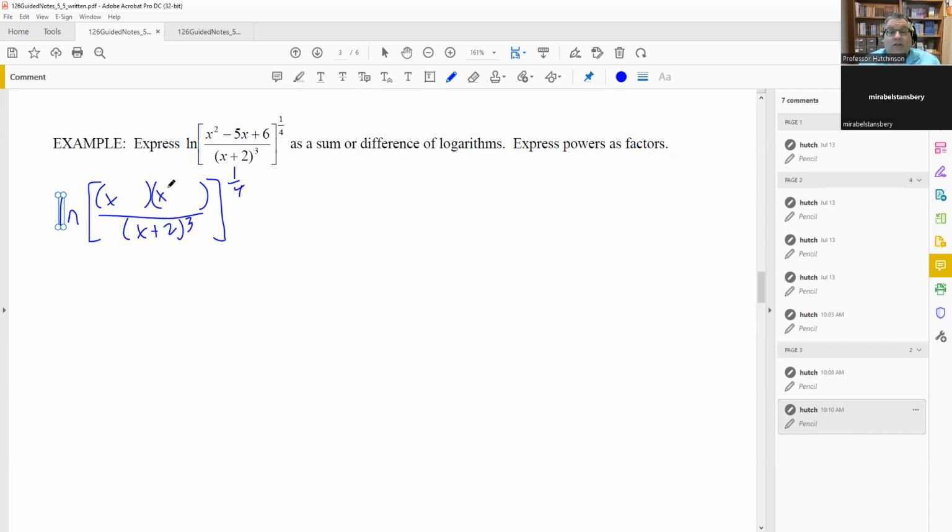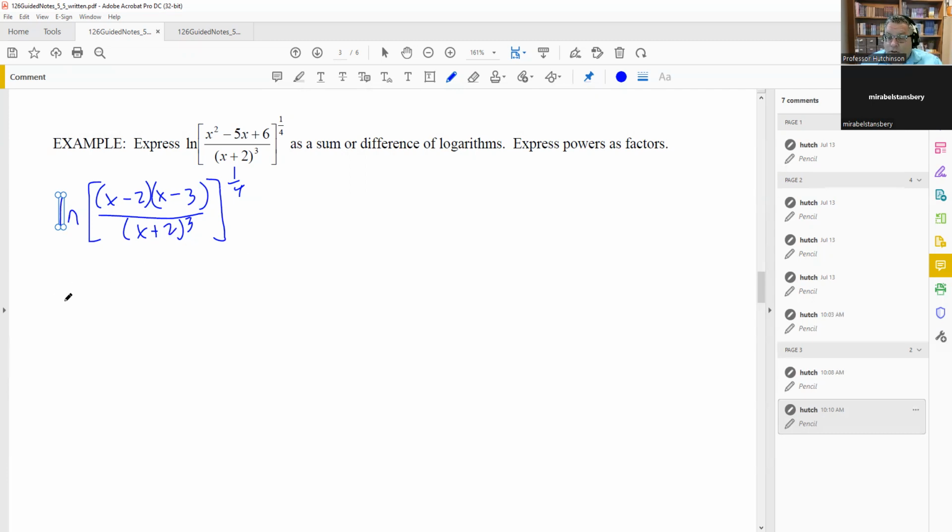We have x and x, and then factors of 6 that add up to -5. They both have to be positive or negative, so we want to do a -2 and a -3 there. Multiply to make positive 6 and add to be -5. Nothing cancels here. I got a minus and a plus.